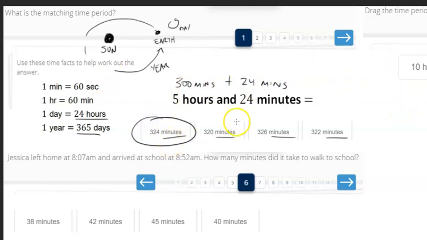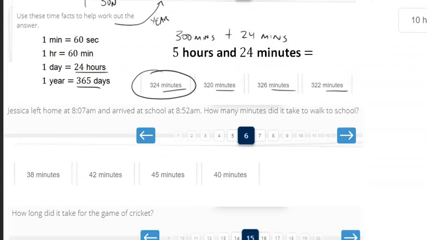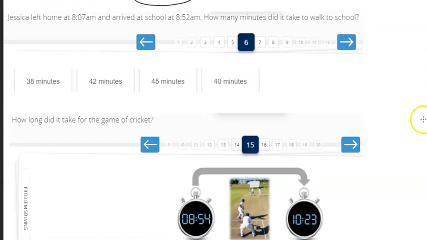And a lot of these questions, either to do with seconds, minutes, hours, or days, you're just simply converting it into the required answer based on these time facts here. Other questions that we've seen in previous skills have to do with time elapsing. So Jess left home at 8:07 a.m. and arrived at school at 8:52 a.m. And you want to see how many minutes did it take to walk to school.